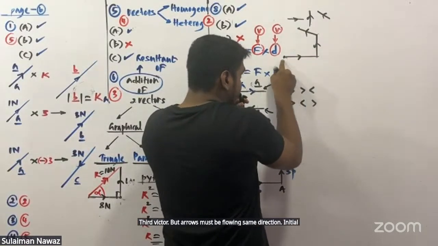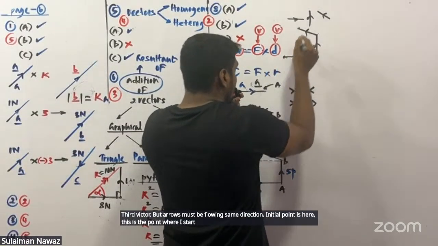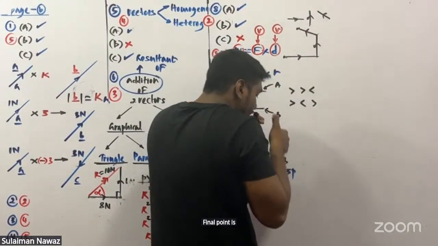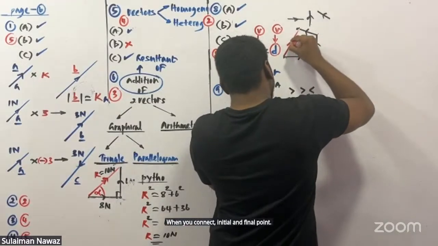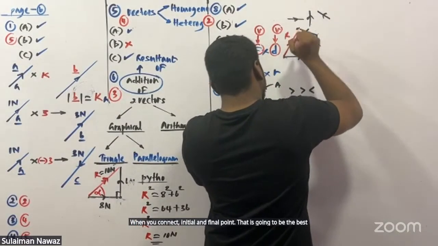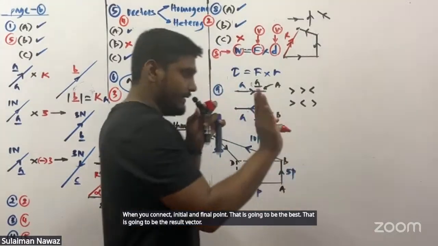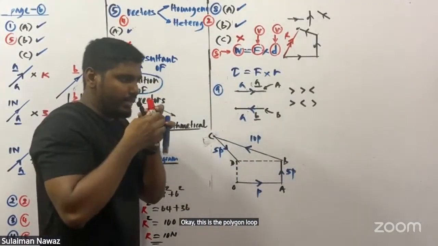The initial point is here. This is the point where I start drawing the vectors. The final point is here. When you connect the initial and final point, that is going to be the resultant vector. Okay, this is the polygon law.